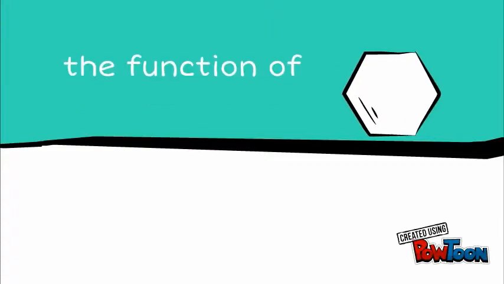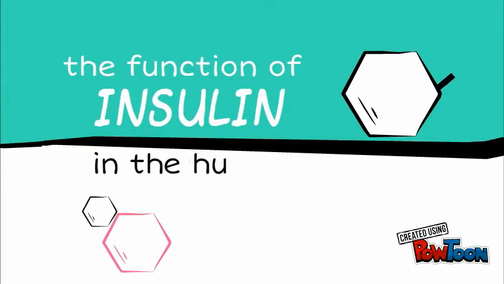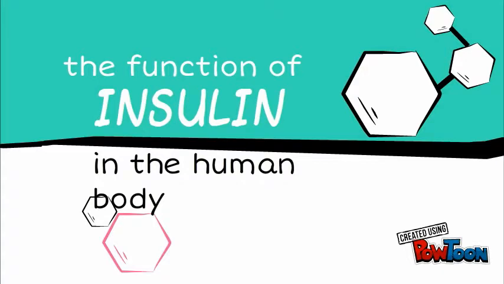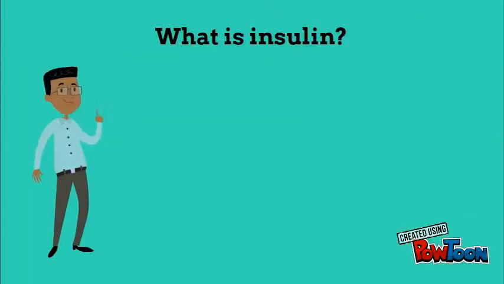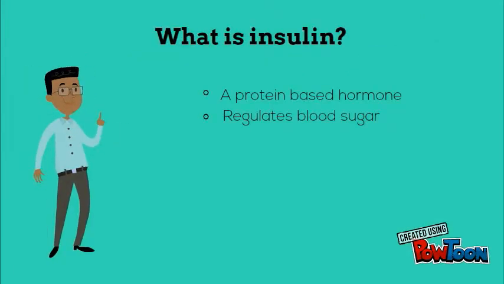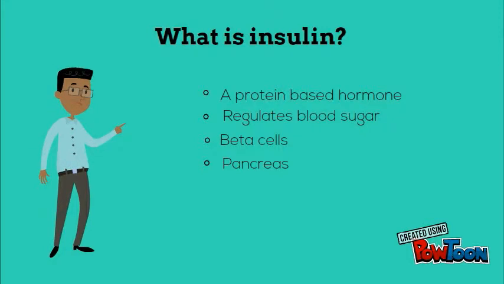The function of insulin in the human body. What is insulin? Insulin is a hormone produced by the beta cells of the pancreas. It functions by promoting uptake of glucose by cells, thus reducing blood glucose levels.